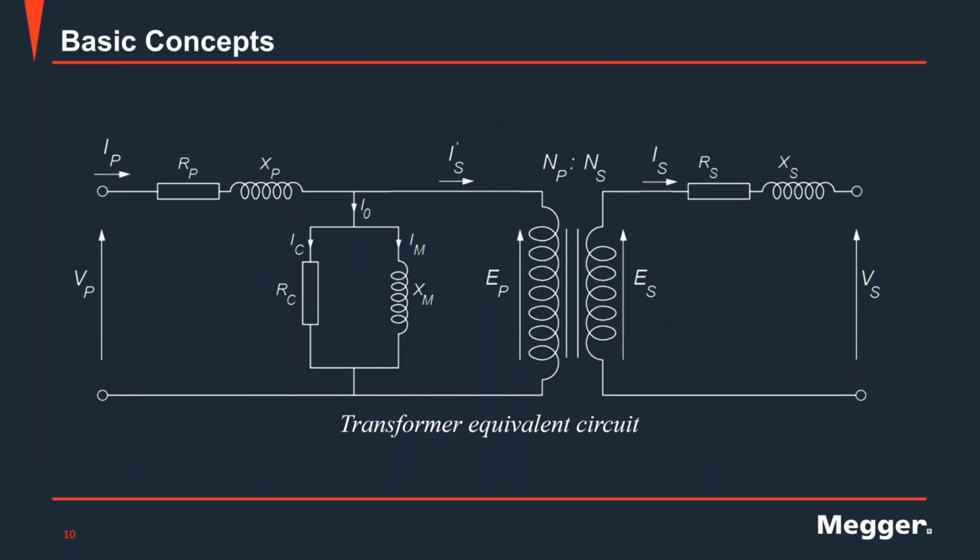And what are we testing? Obviously, taking it from the name, transformer turns ratio, we're looking at the relationship between the physical number of turns between two windings, in this case primary and secondary. This is indicated here in this equivalent transformer circuit as NP, indicating the number of turns on my primary winding, and NS, which is the number of turns on my secondary winding.